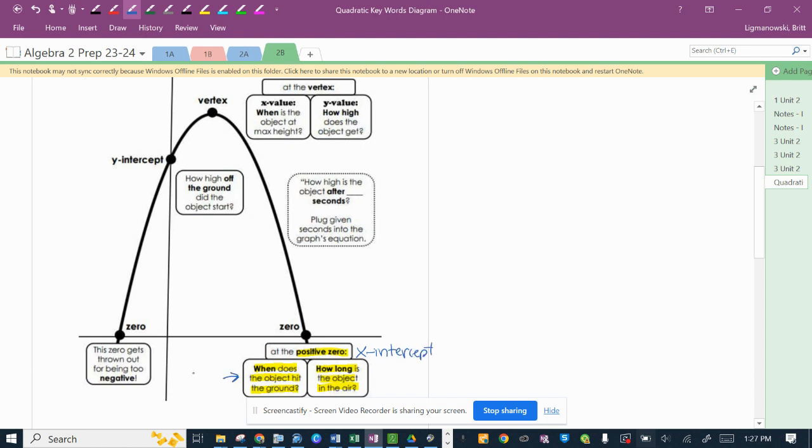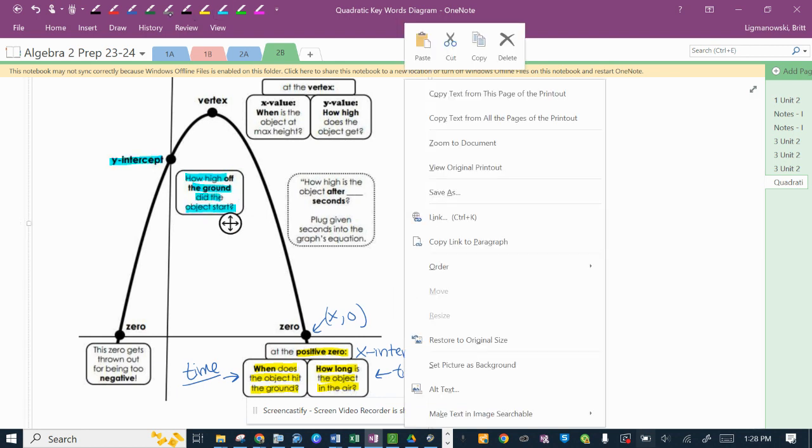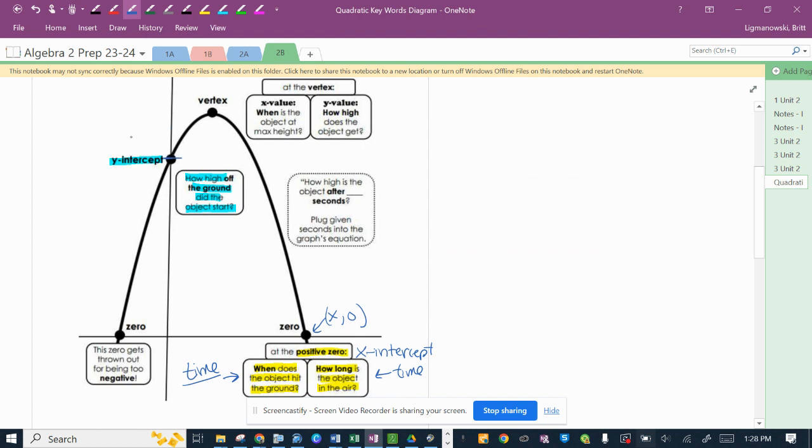So again, when is talking about time, and same with how long, also the time. So again, we're looking at the x value here, x comma 0. When they're talking about how high something started off the ground, we're looking at that y-intercept. So keep in mind this number here is going to be 0 comma some number y. That is the height that the object started off the ground. When we're looking at real world examples, we're not going to really use anything on the left side or below the x-axis because it's negative.